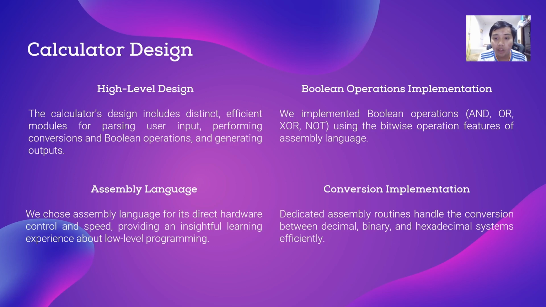And the last point is conversion implementation. Dedicated assembly routines handle the conversion between decimal, binary, and hexadecimal systems efficiently. By dedicating specific assembly routines for each conversion, we can optimize the efficiency of the calculations. Assembly language allows us to have fine-grained control over the operations and memory, resulting in faster and more streamlined conversions between number systems.